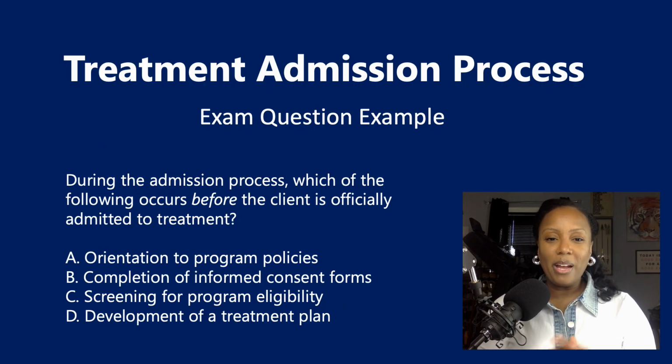Let's look at a question that might fall under the treatment admission process concept. During the admission process, which of the following occurs before the client is officially admitted to treatment? A, orientation to program policies, B, completion of informed consent forms, C, screening for program eligibility, or D, development of a treatment plan. Which of these happens before the client is admitted?